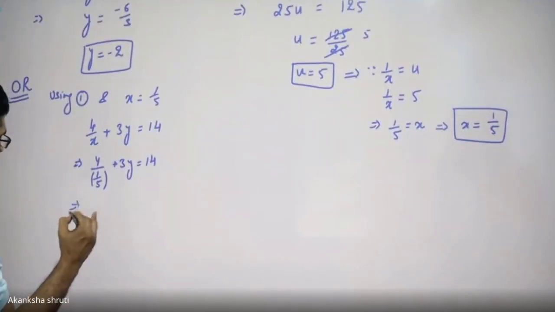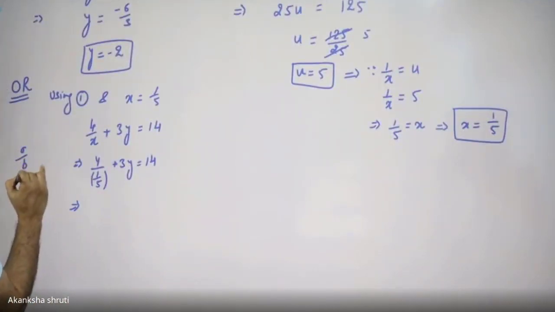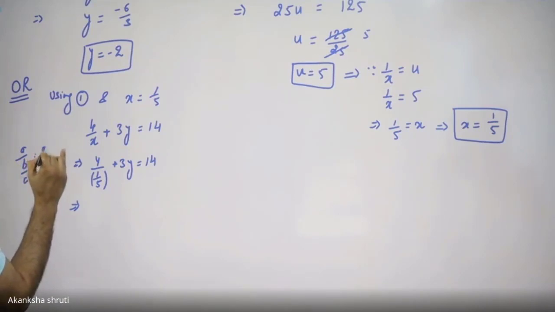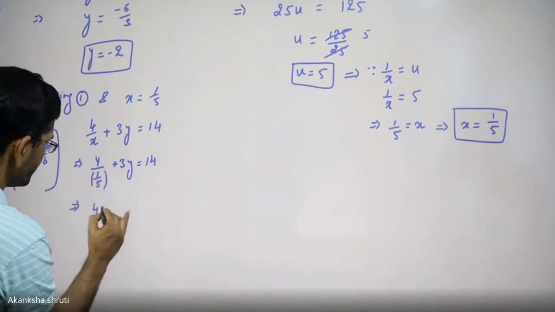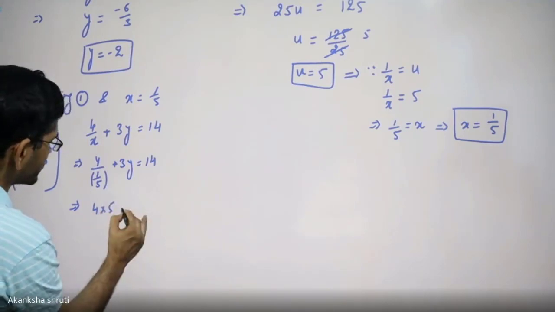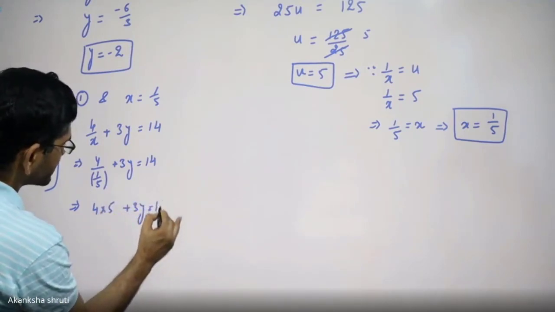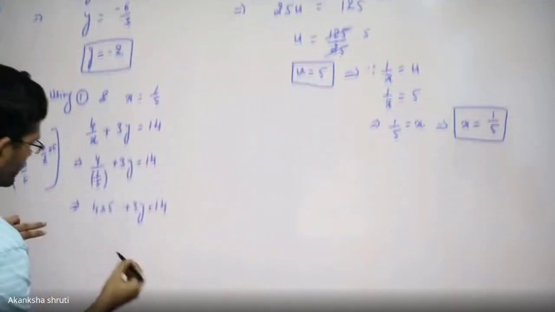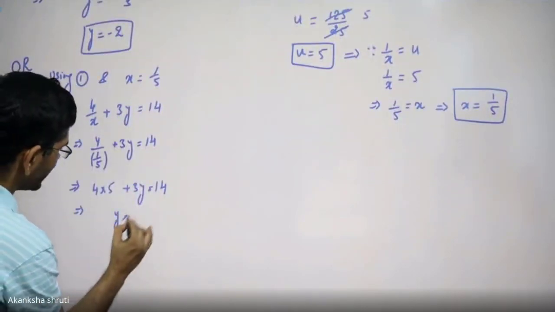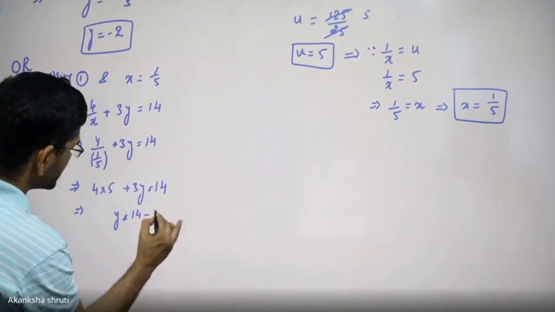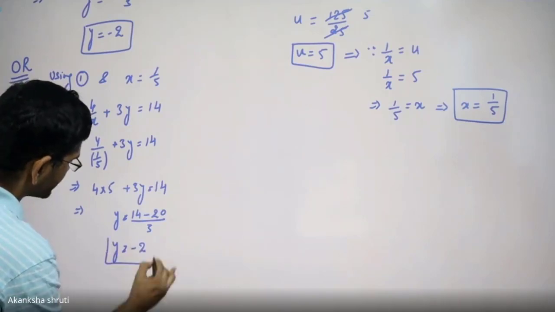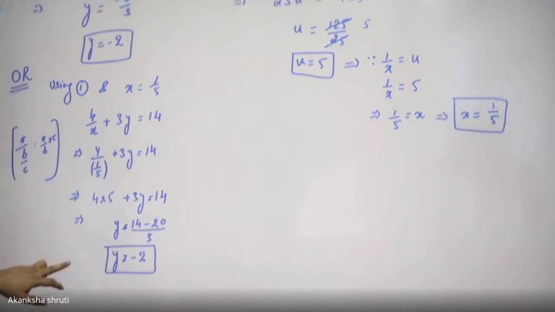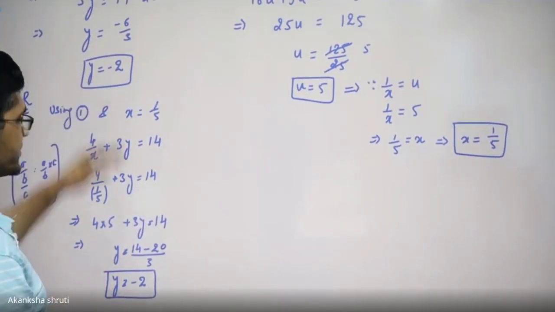Now, this is in the form of a by b by c. So the formula is it becomes a by b into c. This is the mathematical rule that we need to follow. So it gets converted into 4 into 5 or 4 by 1 into 5 plus 3y is equals to 14. Again, we are getting the same equation. So y is 14 minus 20 by 3. So y obtained is minus 2. This way we are observing that the y value is coming the same.